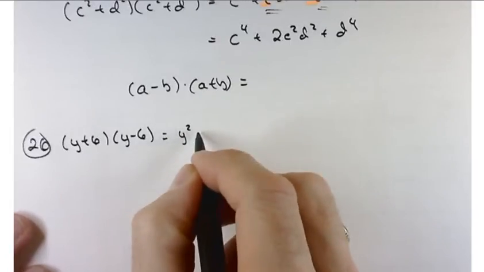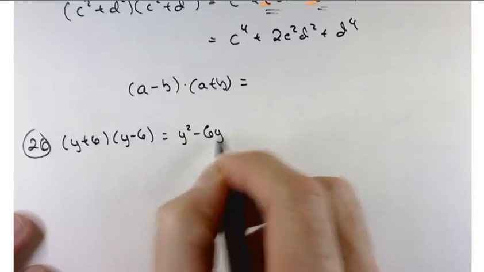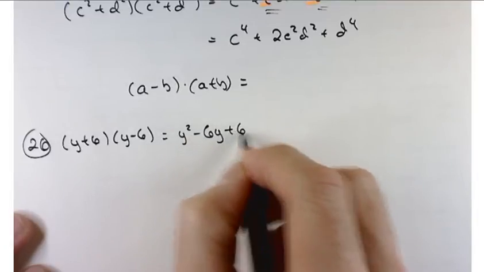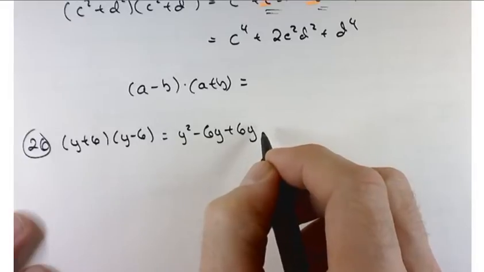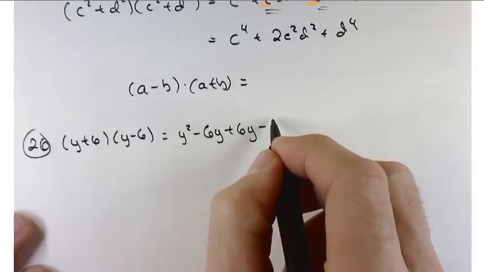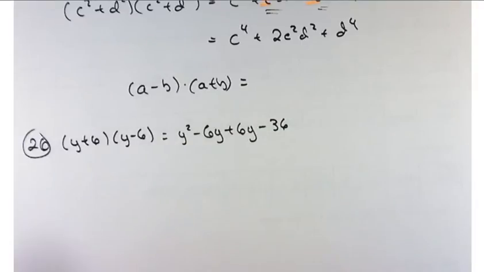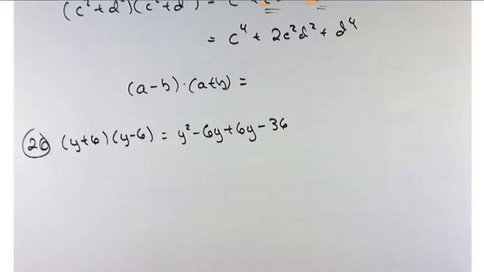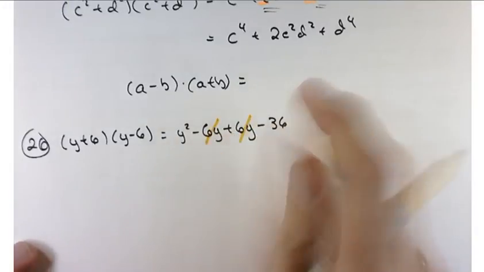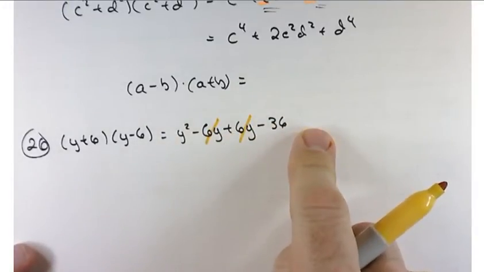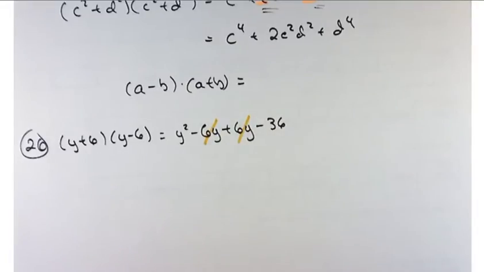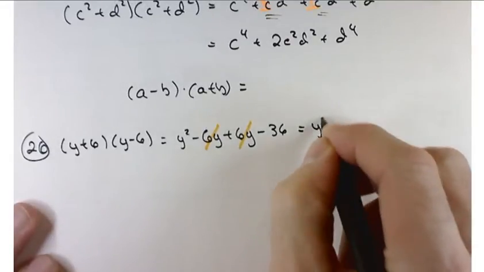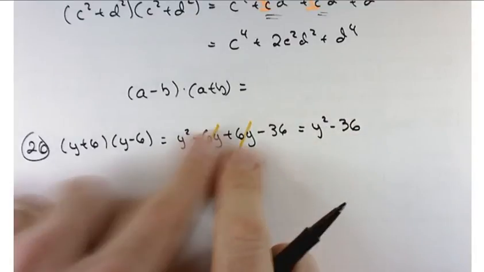So y squared minus 6y. Good, plus 6y, minus 36. Thank you. Is there any cancellation, simplification? What happens to these two terms? Yeah, they cancel out to 0. Now don't put plus y, don't put 0y, just leave it off altogether. This is just y squared minus 36. So those middle terms canceled.